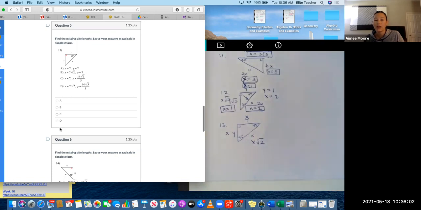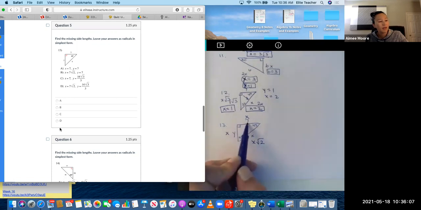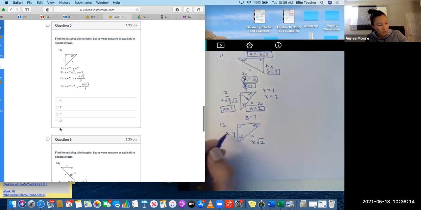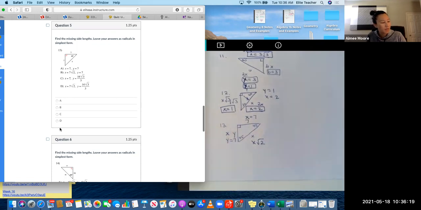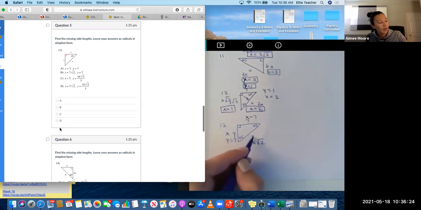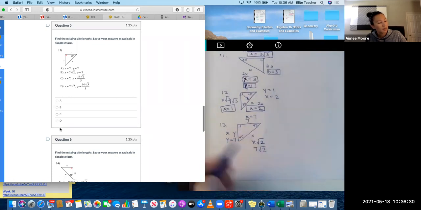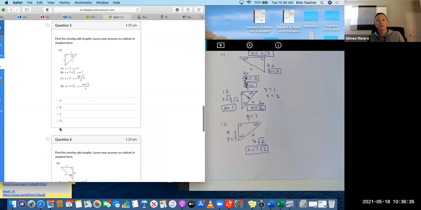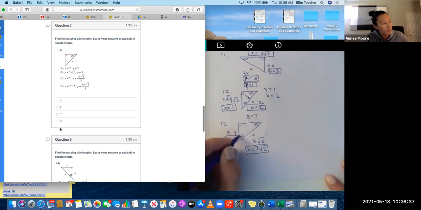Then we need to determine x using whatever they gave us. The side that they gave us was 7, which is just x. So we know x equals 7, which means this side is x, which means y is also 7. And then over here, side x, we have to plug in 7 for x. So 7 times the square root of 2. So x equals 7 times the square root of 2, and y equals 7.